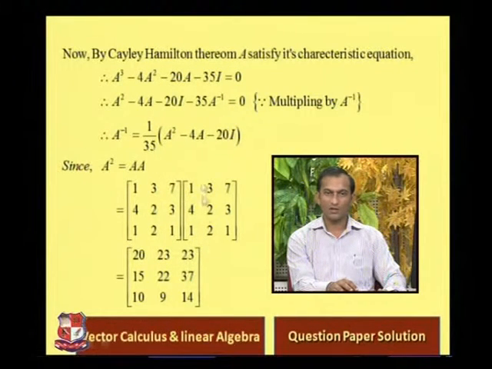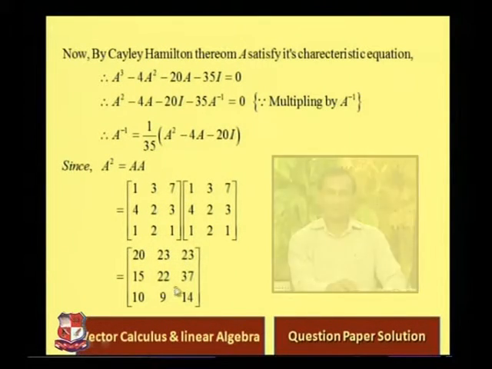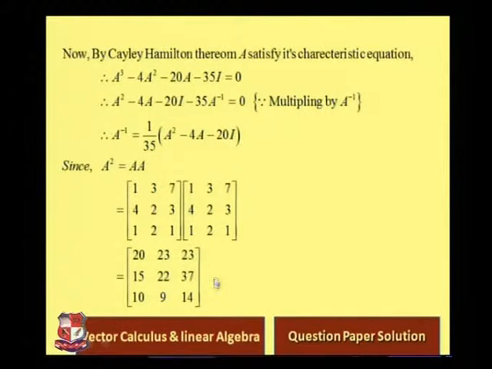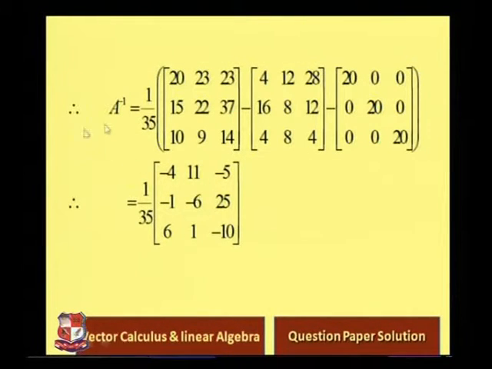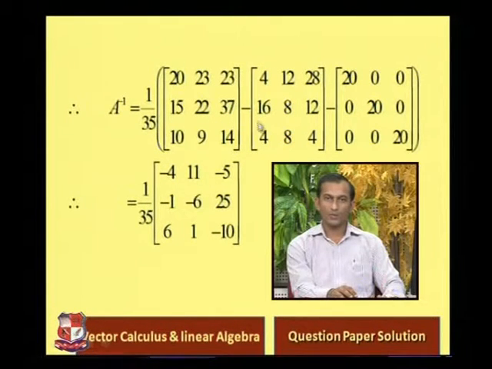Similarly for this 23, second column multiplied with the first row, and similarly all operations. So we get the answer: 20, 23, 23, similarly 15, 22, 37, 10, 9 and 14. Now substitute A squared in the A inverse. So A inverse equals 1 upon 35 times A squared minus 4A minus 20 times the identity, so 20, 0, 0, 0, 20, and similarly this one. Now adding all three matrices.